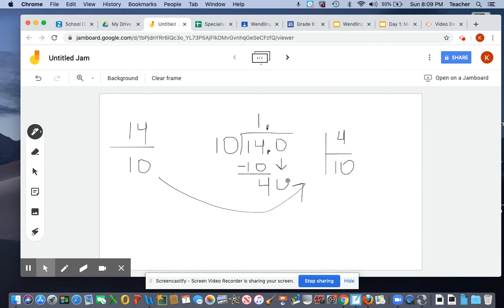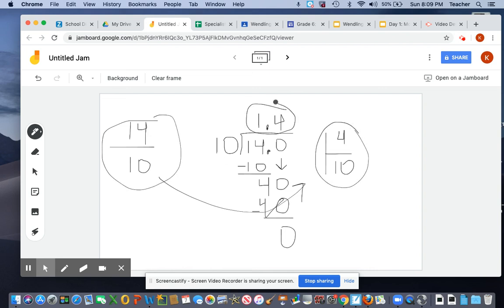Bring that 0 down. 10 goes into 40 4 times, and 4 times 10 is 40. So we're not going to have anything left over. So as a fraction, an improper fraction, it's here, a mixed number, and a decimal, 1.4.